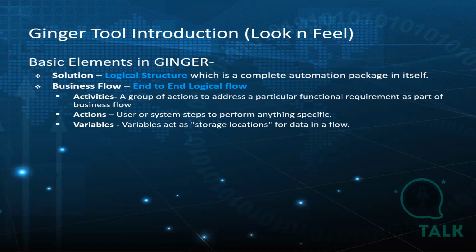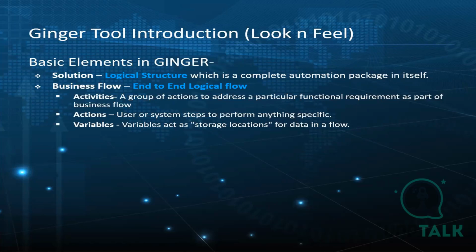We need to be very clear that the activities are nothing but a group of actions. Because we cannot have a business flow with a lot of actions, we divided them into activities, which are nothing but a group of actions. These groups of actions are required to address a particular functional requirement. Like suppose login. Login is a group of actions which we call an activity, which is used to address a particular functional requirement. Like adding a beneficiary for payment.